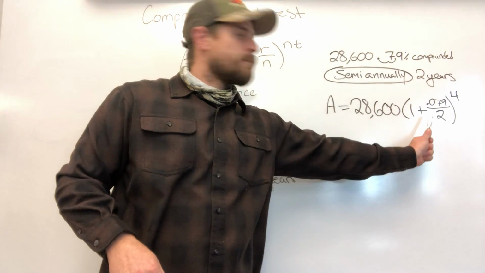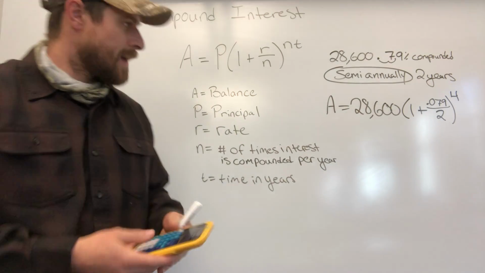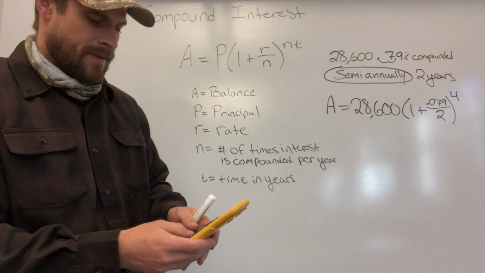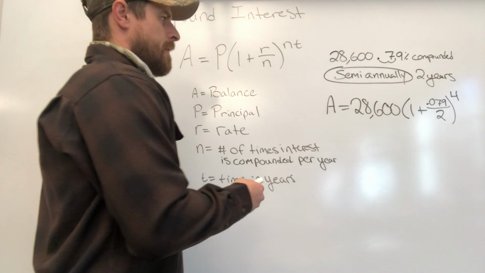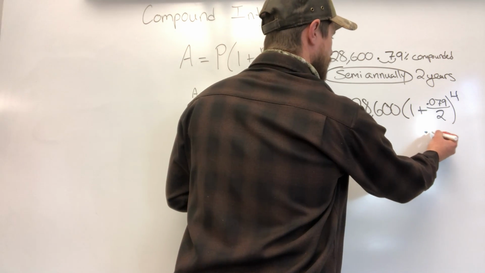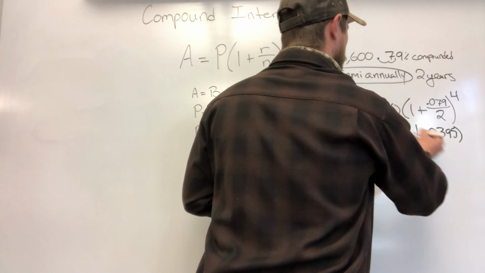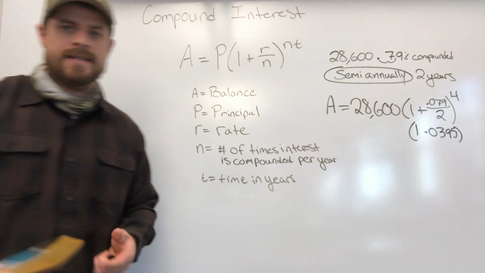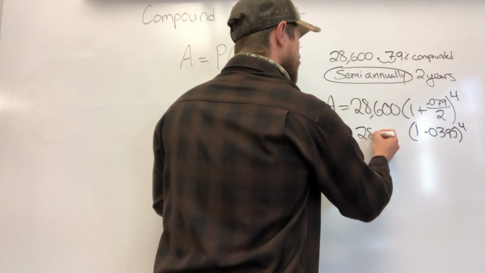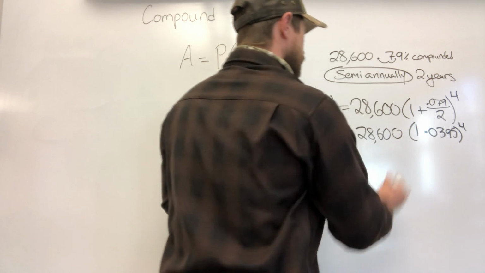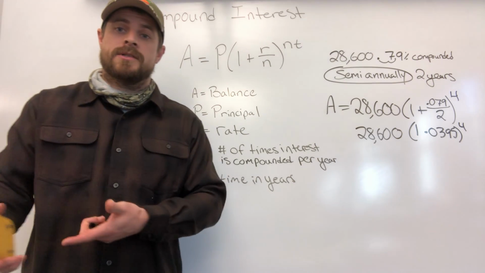This is where your calculator is going to come in handy. Start inside the parentheses, 0.079 divided by 2. Type it in, get your value, and then add 1 to it. So 0.079 divided by 2 equals 0.0395. So we're going to add 1 to 0.0395. That would make 1.0395. We're going to put that to the power of 4. And then at the end, we're going to multiply it by $28,600. And that's going to be our compounded interest. We'll get our grand total after 2 years, how much is going to be in our account.